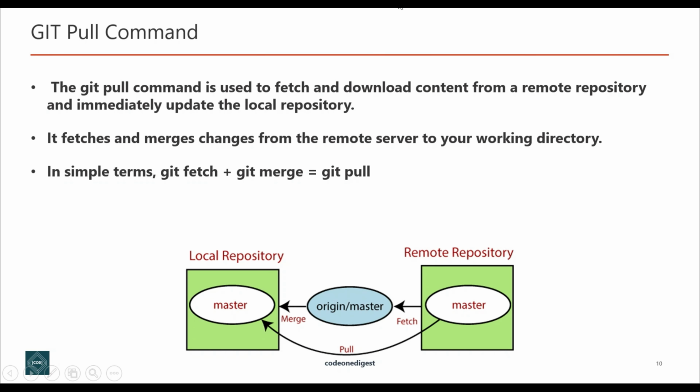Okay, friends, now let's see the git pull command. Git pull command is used to fetch and download the content from a remote repository and immediately update it to the local repository. It fetches and merges the changes from the remote server to your local working directory. In simple terms, git fetch plus git merge is equal to git pull. So git pull performs a dual operation for you. It fetches the changes and it merges them to your local repository. Let's see that in a demo.